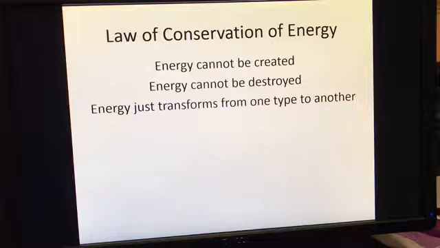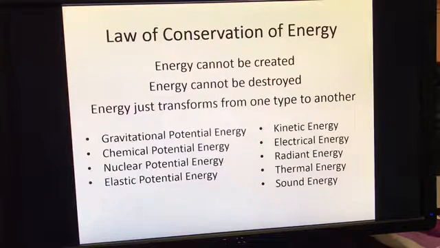So, can you name off the different types of energy? You've got different types of potential energy and different types of kinetic energy. Can you name them off? Okay, well, here they are. Gravitational potential, chemical potential, nuclear potential, elastic potential, and then our kinetic energies: kinetic, electrical, radiant, thermal, sound.